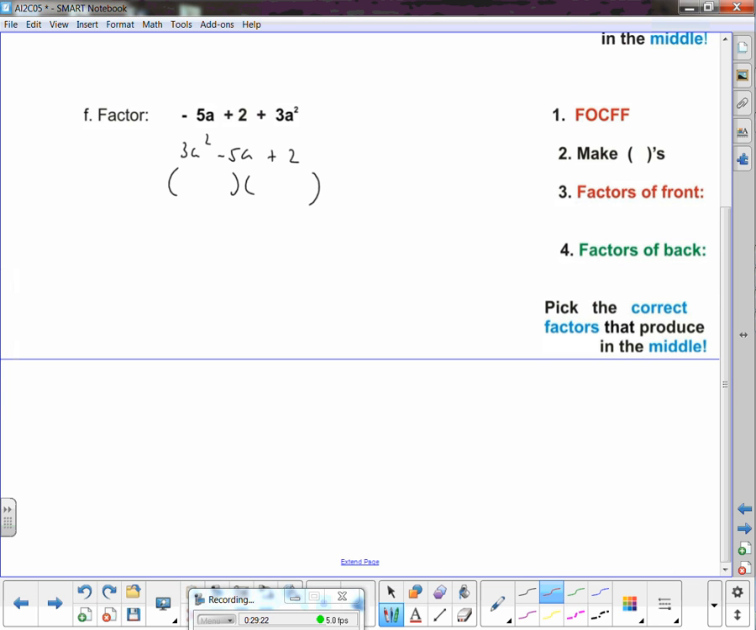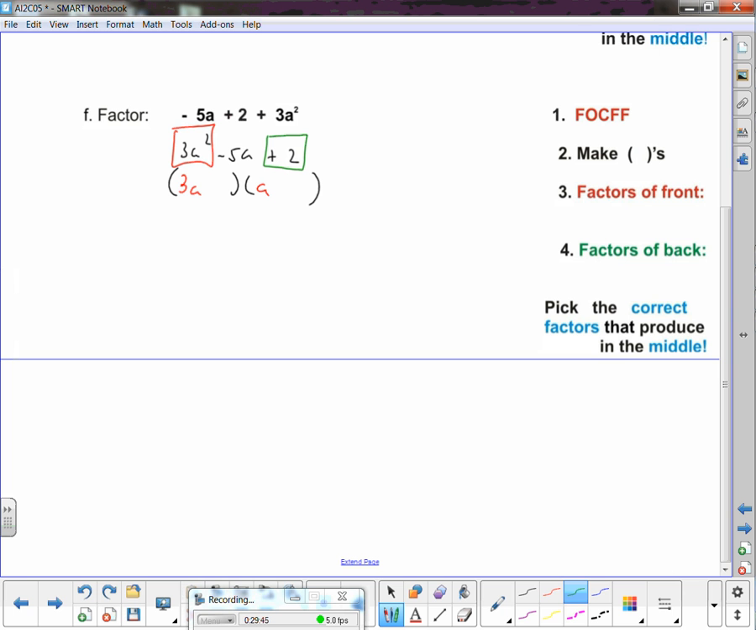The front's going to be 3a times a. The fronts always come from the front. What times what is a 3a squared? 3a times a. The backs are possibilities of 2. Good, not many, right?